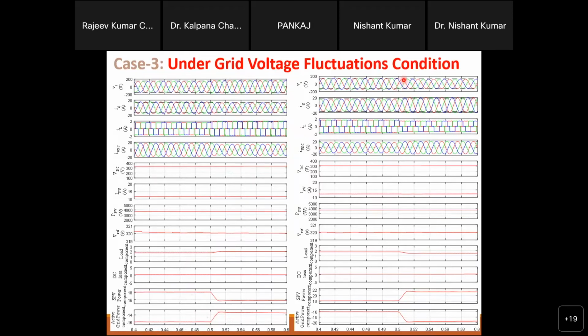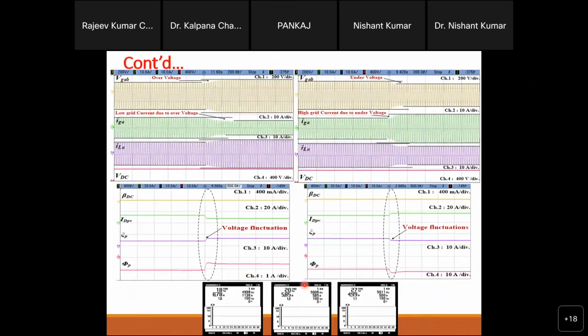Similarly, under voltage conditions, the voltage is less, so the current is increasing. Whether the voltage is increasing or decreasing, the power is balanced. The amount of power coming from the PV is constant. So that's why the current increases and decreases, because the power is constant. Similar behavior you will see on the hardware also.